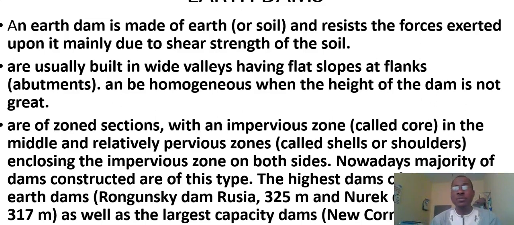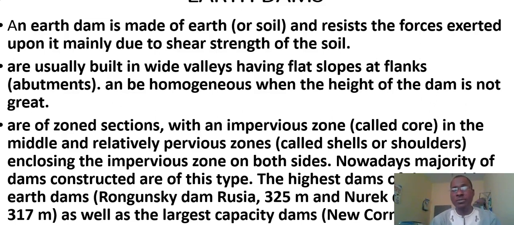An earth dam is made up of earth, soil, and the resistant forces exerted on it are mainly due to the shear strength of the soil. They are usually built in wide valleys with flat sediments and can be homogeneous when the height of the dam is not great. Otherwise, a zoned section is used, with an impervious zone called the core in the middle and a relatively pervious zone called shoulders enclosing the impervious zone on both sides.